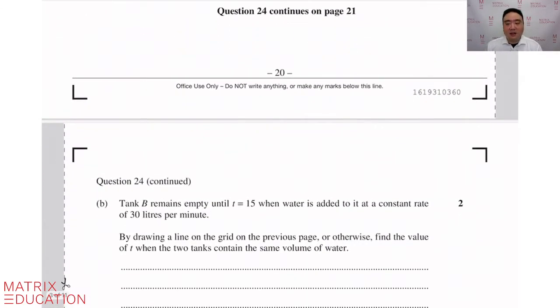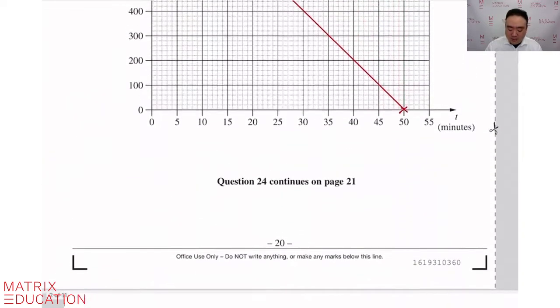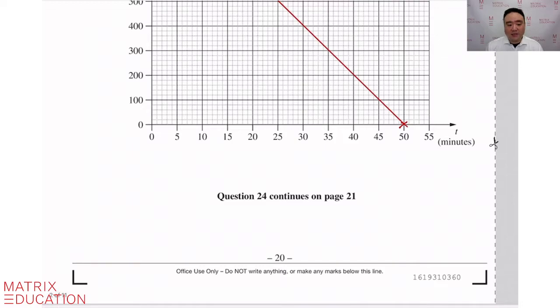It said, tank B remains empty until t equals 15. That means we're not going to fill in any water until t equals 15. That tells me that from 0 to 15, the volume of B remains at 0. So this is one thing that I can do. I can just draw a straight line from 0 to 15 that represents the volume of B. So from 0 to 15, nothing happens. There's no water that goes into the tank.